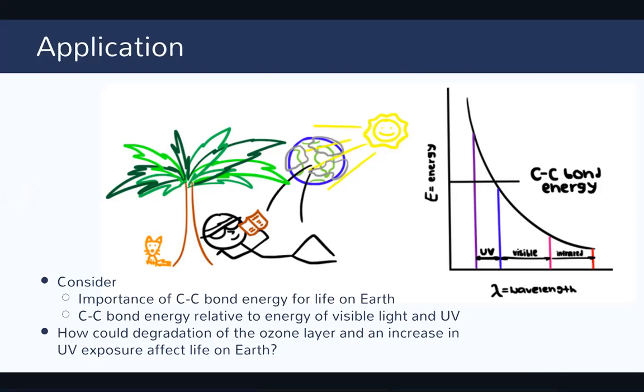Why is this important? So let's consider a follow-up question that addresses some bigger topics such as life and climate change. How would the degradation of the ozone layer and an increase in UV exposure affect life on Earth? The degradation of the ozone layer will increase UV exposure, which would in turn increase damage to cells on the molecular level and have an overall detrimental effect on life here on Earth.